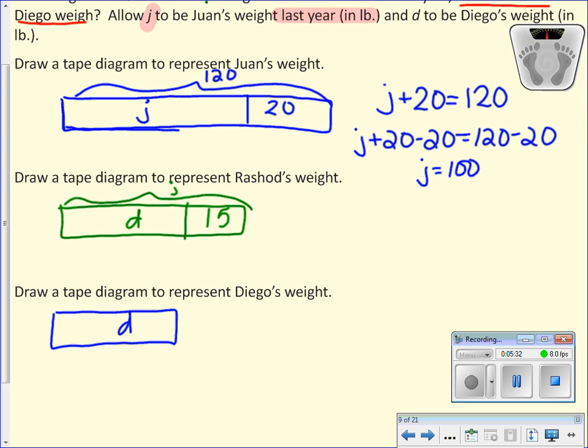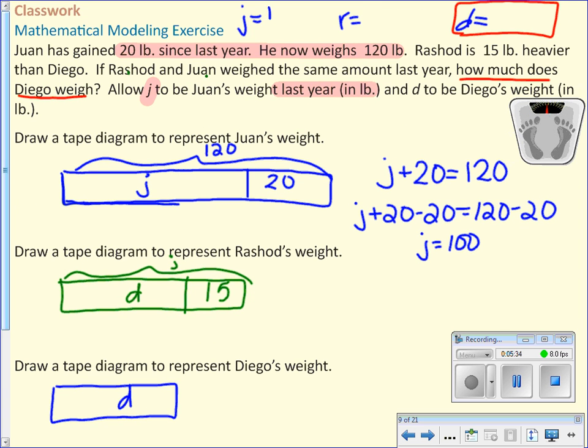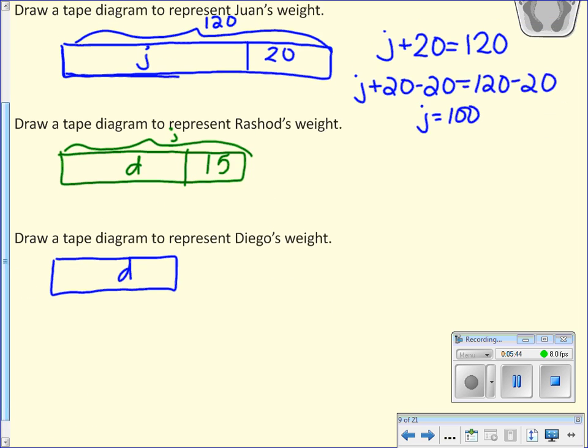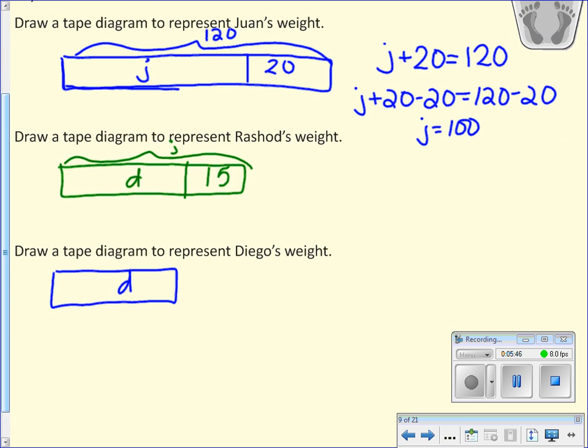Now I can solve that using inverse operation by subtracting 20 from both sides. So now I know Juan was 100 pounds last year. So if Juan was 100 pounds, we also know Rashad was 100 pounds. So wait a minute. If J equals 100, I could take that and use it to find Rashad, because Rashad equals 100 also. Can I write an algebraic equation now?